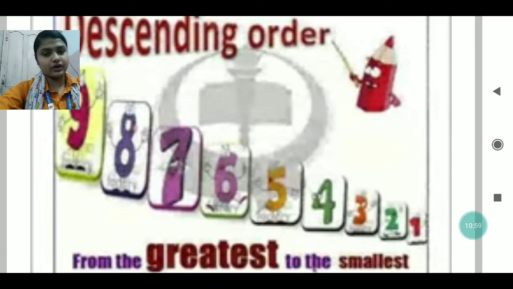You can see decreasing order. Decreasing order means from the greatest to the smallest. When we are writing numbers from the greatest to the smallest, it is called decreasing order. In this we are going in a decreasing direction, from 9, 8, 7, 6, 5, 4, 3, 2, 1. From 9 it becomes 8, from 8 it is 7, then 7 to 6. It is decreasing every time, and we are going from the greatest to the smallest.